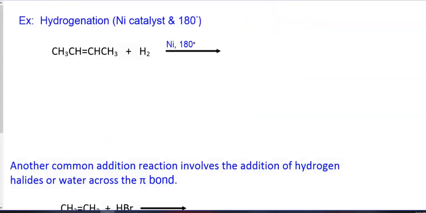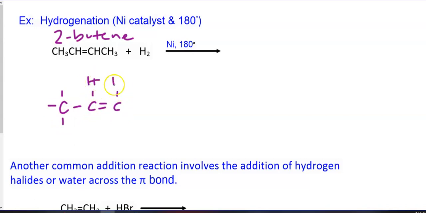An example would be if I had butene, specifically 2-butene, and I'm going to add hydrogen to it. I'm going to have a nickel catalyst in this case and a high temperature. I'm taking this molecule that is unsaturated, meaning, I'm not going to draw my H's, but I'll draw the lines for them. C double bond C, could be cis, it could be trans. That's not important right now, but this right here is unsaturated.